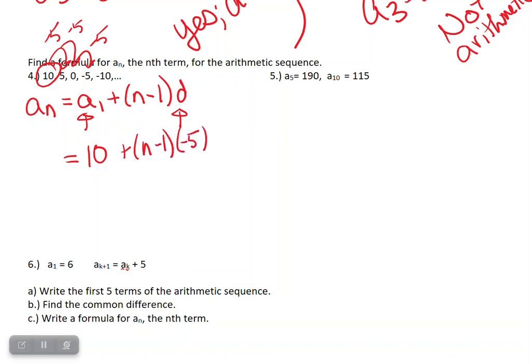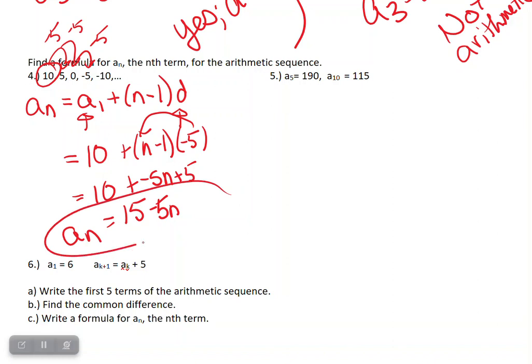So I plug that in, and I distribute and get 10 plus negative 5n plus 5, which is 15 minus 5n. So this will give me a generic formula for the sequence.